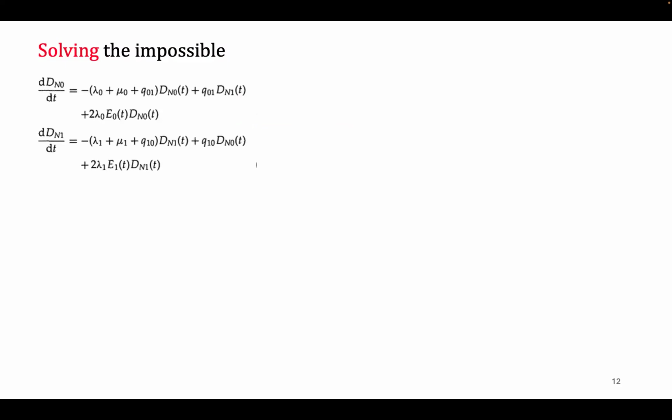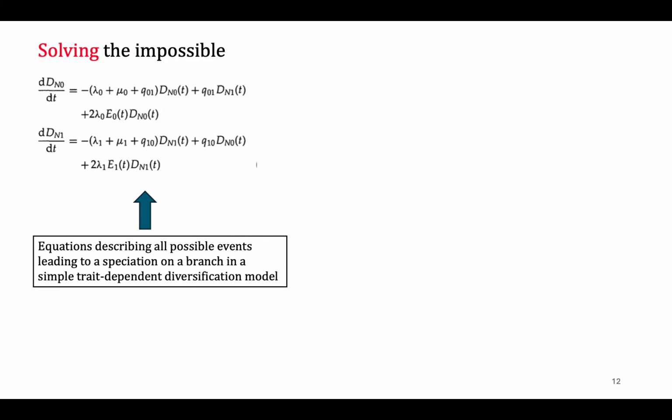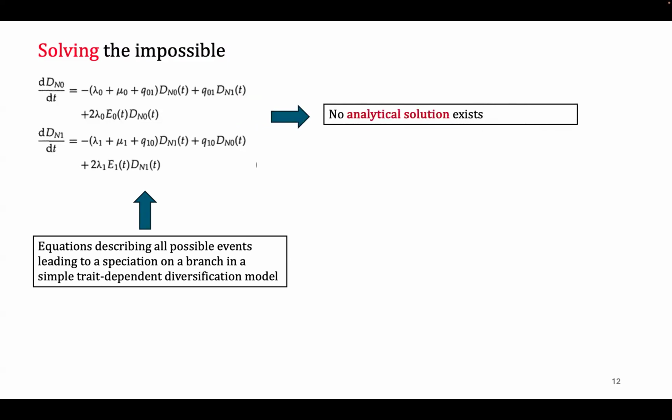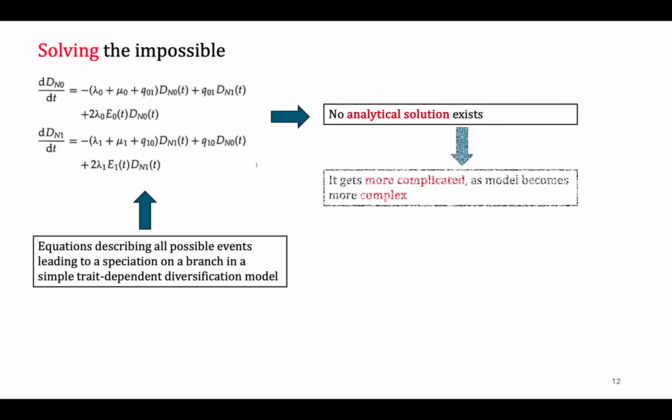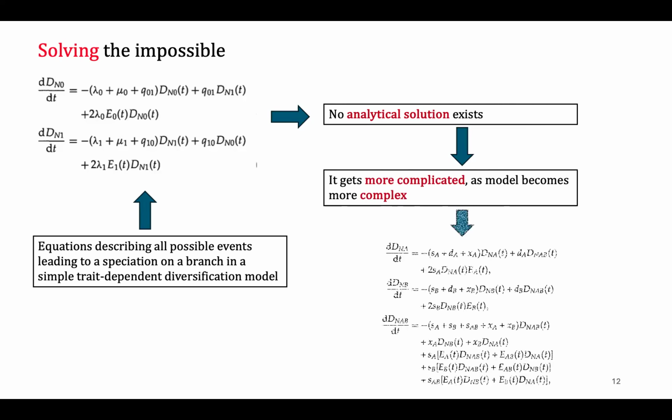So here I have these mathematical equations. This equation basically describes a process from a diversification model. These sets of equations don't have analytical solutions, meaning there is no closed form expression that describes the solution for these equations. And as you include more and more features in your model, this equation can become more complicated, like, for example, this one here. So definitely you need an alternative approach in order to solve this impossible problem.